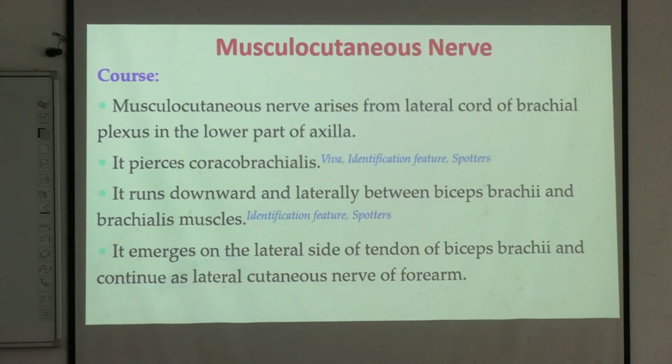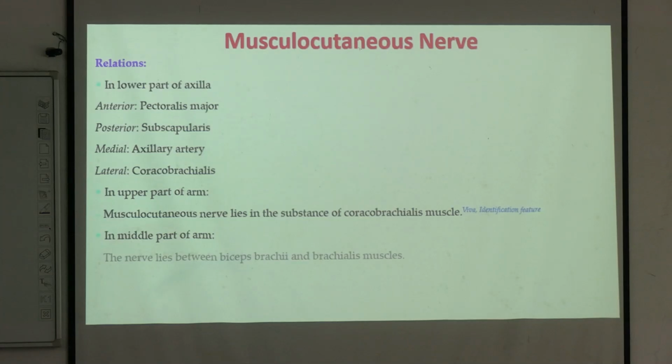So the musculocutaneous nerve arises from the lateral cord of the brachial plexus in the lower part of the axilla, pierces the coracobrachialis, runs downward and laterally between the biceps and the brachialis, and emerges on the lateral side of the tendon of biceps brachii and continues as the lateral cutaneous nerve of the forearm.